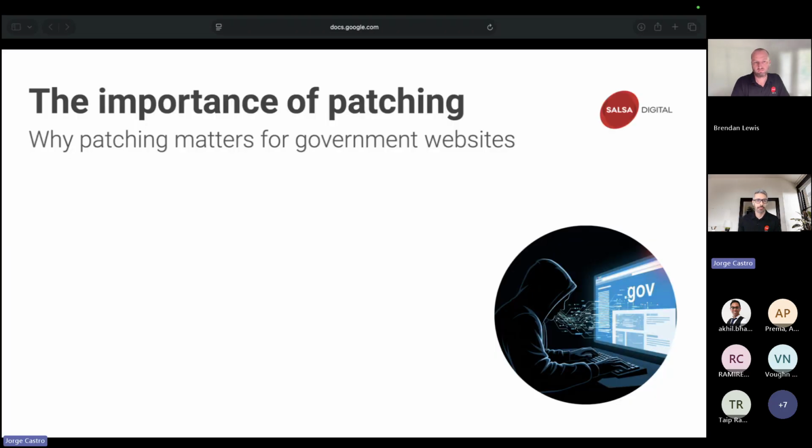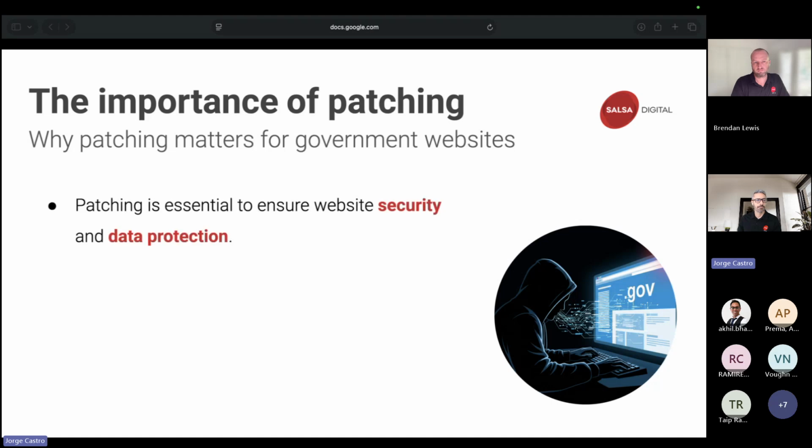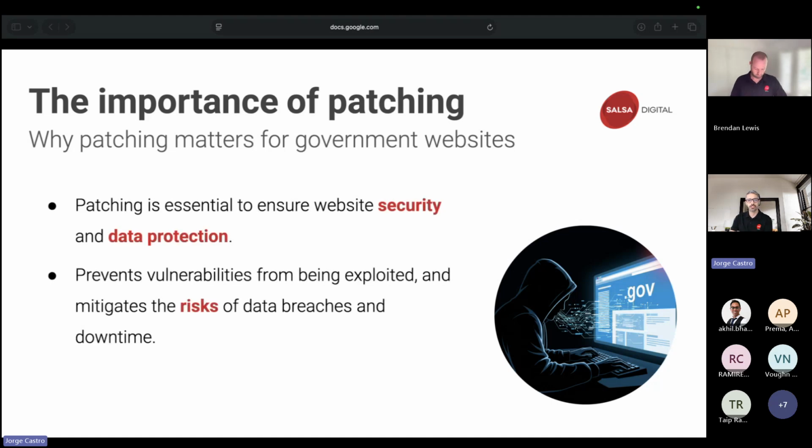Okay, so the importance of patching. Patching is non-negotiable for government websites. And it really comes down to two things, in my opinion. One is security. As I said, security is at the heart of everything we do these days. And the other is operational resilience. By that, what I mean is businesses rely on some of these sites that we all support and maintain, right?